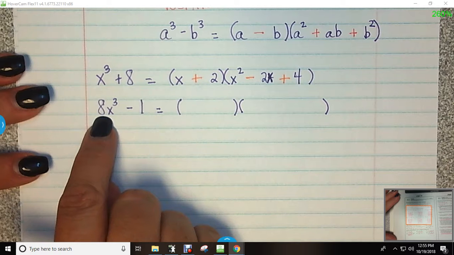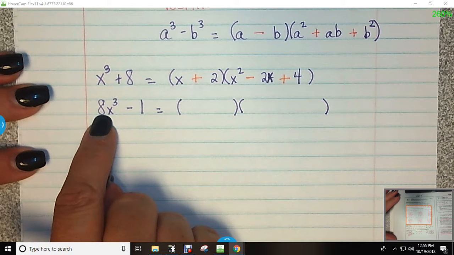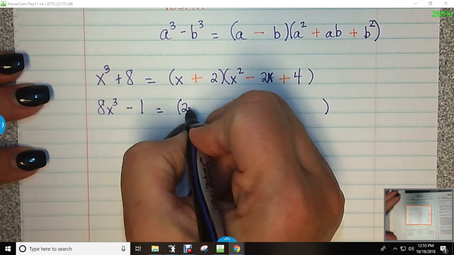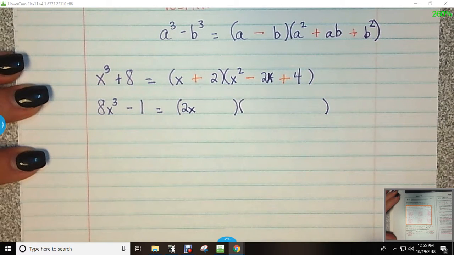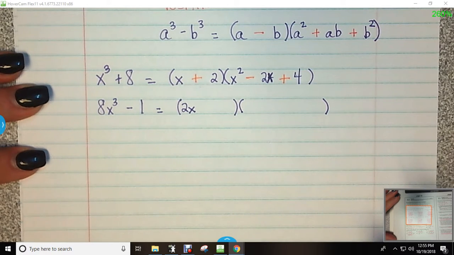So when I look at this, can I take the cube root of 8x cubed? Yeah, what do you get? 2x. See, sometimes my brain is ahead of what I'm trying to say. So I end up with 2x. Can I take the cube root of 1? Yes. What do you multiply by itself 3 times to get 1? 1. So the cube root of 1 is 1.